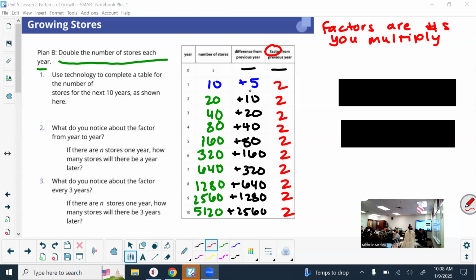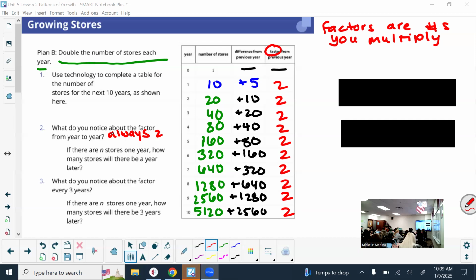All right, what do we notice about the factor from year to year? It'd be a really simple observation. What do we notice about it? Is the difference the same throughout? Is the factor the same throughout? So you could say it's the same. It stays 2 the entire time. Or what do you notice about it? It's always 2 for this situation.